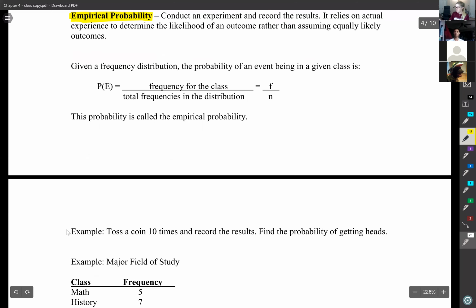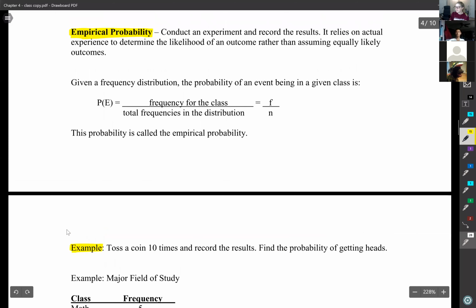So I'm going to just jump down to this example just to read it. So the example here is toss a coin 10 times and record the results, and then use that to find the probability of getting heads. So instead of saying the probability of getting heads is 1/2, you would actually toss a coin 10 times, see how many times it came up as heads, and use that as the probability. We'll do an example with it as well, but this is just a little different because it uses results from an experiment as the likelihood of something happening.